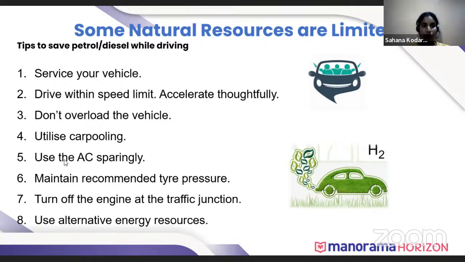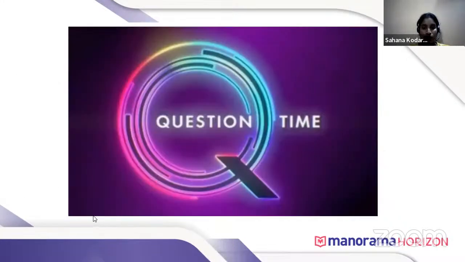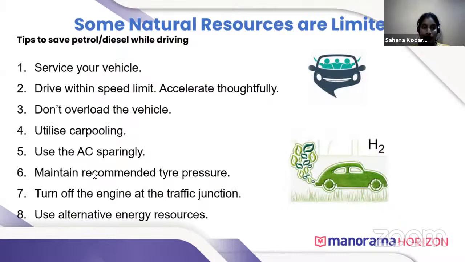While using the AC, we have to use it sparingly. Then we have to check the tire pressure. If we use vehicles regularly, then the pressure of the tires will get reduced, so we have to check the pressure of the tires also. When we are at a traffic junction or in traffic, we have to turn off the engine. From this also we can save petrol and diesel. We can also use alternative energy resources for saving petrol and diesel.